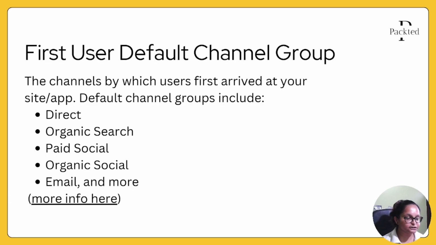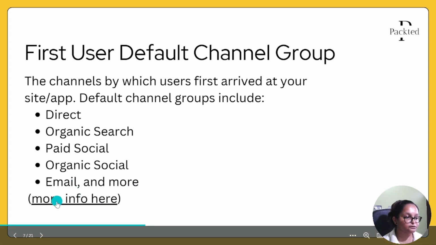The next dimension that we are talking about is first user default channel group, and it is the channel by which a user first arrives at your site or app. The default channels include direct, organic search, paid social, organic social, email, and more. I have a full list. You can check it from the Google Analytics link. They have described each of these and more.